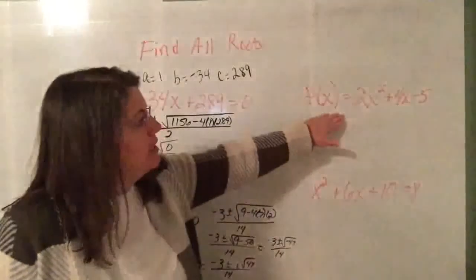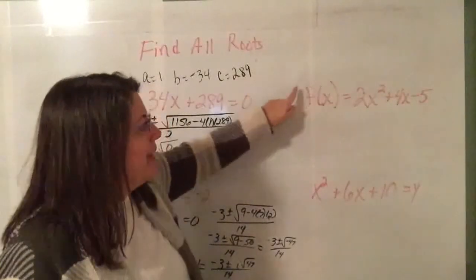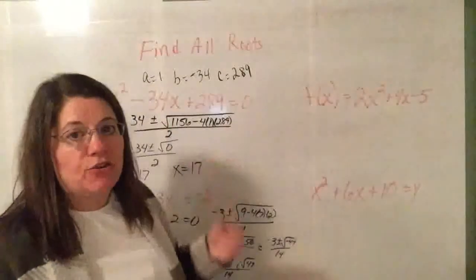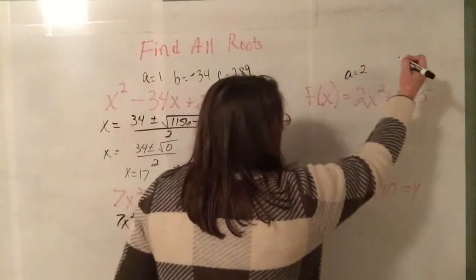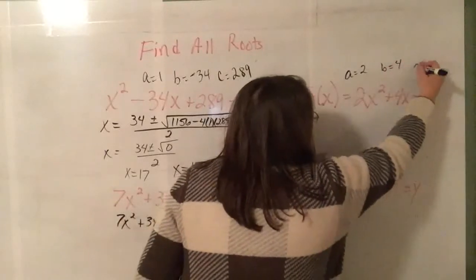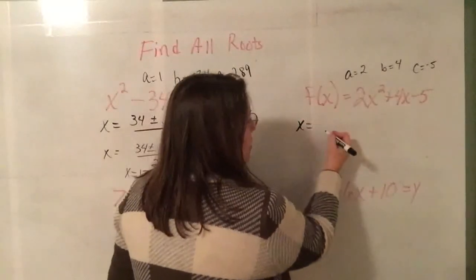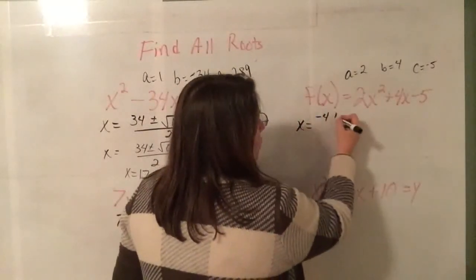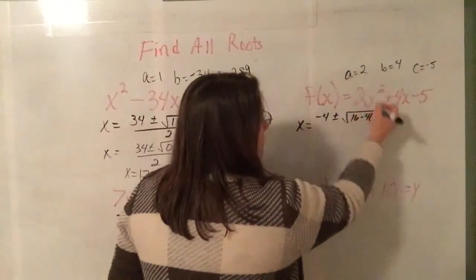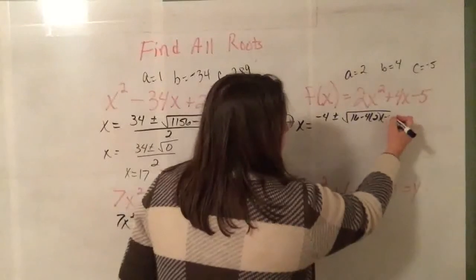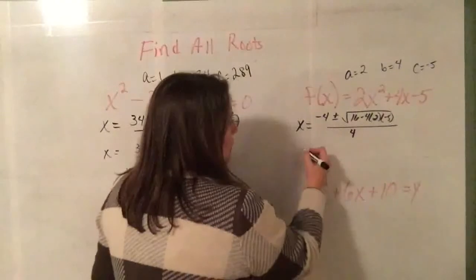Now, this one looks a little bit different. The way we do this is exactly the same. The only difference is it's set equal to an f of x instead of 0. We just need to understand that that would be set equal to 0. And our a is 2, our b is 4, our c is negative 5, and then we plug into the quadratic formula. So x equals negative b would be negative 4, plus or minus the square root of b squared is 16, minus 4 times a is 2, times c is negative 5, all over 2a, which is 4. And then we simplify that.